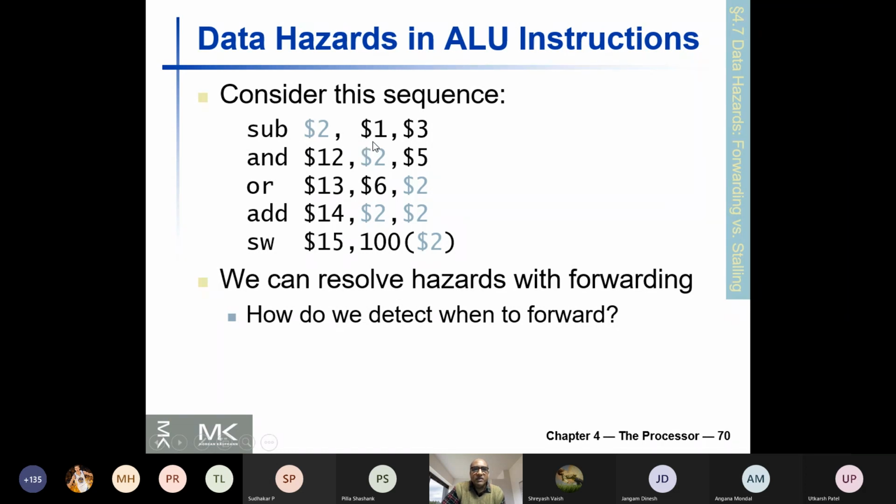So there is a problem here. That means there is a data inconsistency if you access this particular operand in this instruction. So that we have seen. We can overcome this by using forwarding.